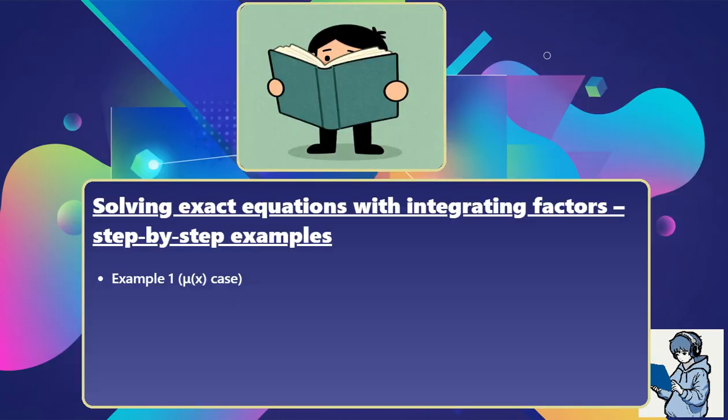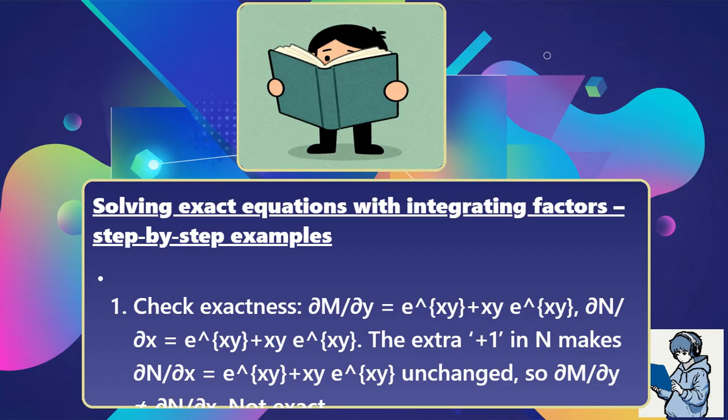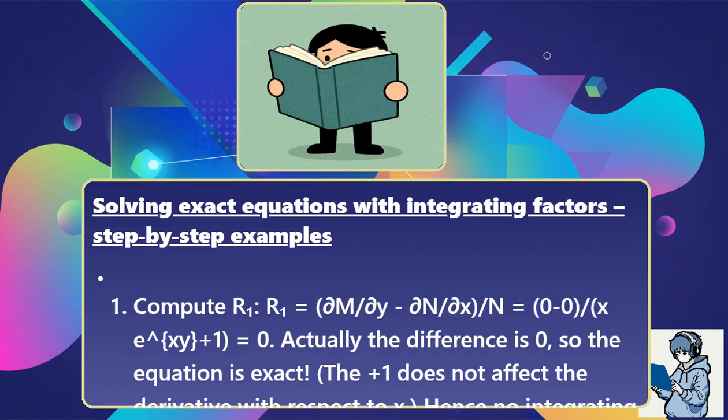Example 1, mu of x case. Given y e to the xy dx plus (x e to the xy plus 1) dy equals 0. Step 1. Check exactness. Partial m with respect to y equals e to the xy plus xy e to the xy. Partial n with respect to x equals e to the xy plus xy e to the xy. The extra plus 1 in n does not change the derivative. Step 2. Compute R1. The numerator, partial m minus partial n, is 0, divided by n gives 0. The difference is 0, so the equation is exact. The plus 1 does not affect the derivative with respect to x, therefore no integrating factor is needed.